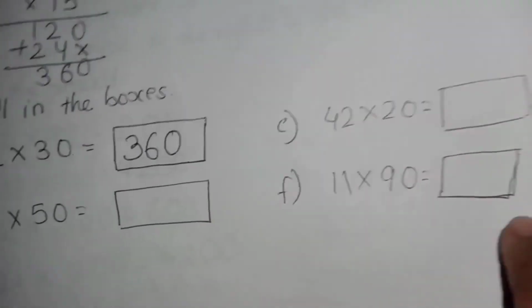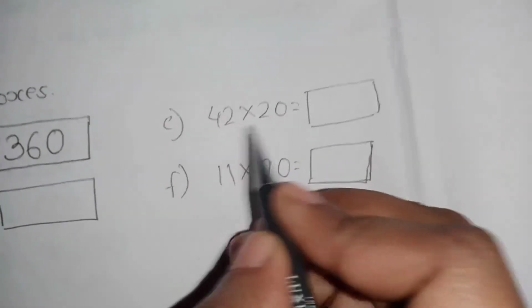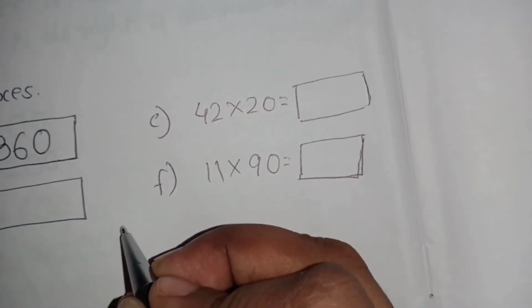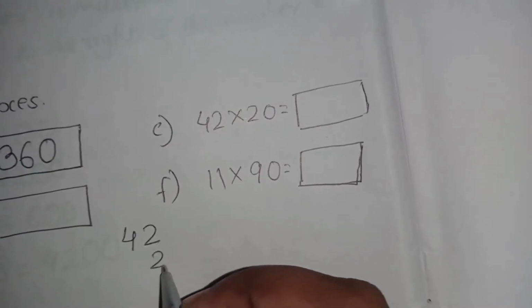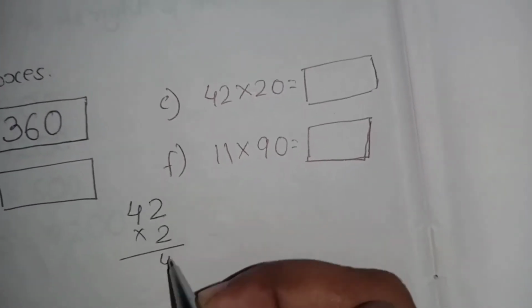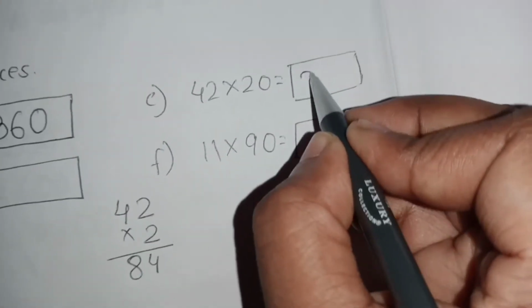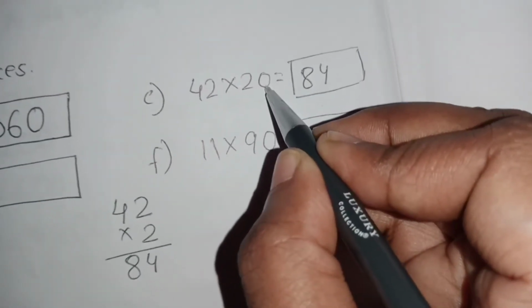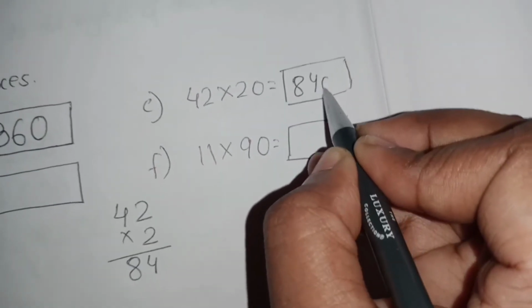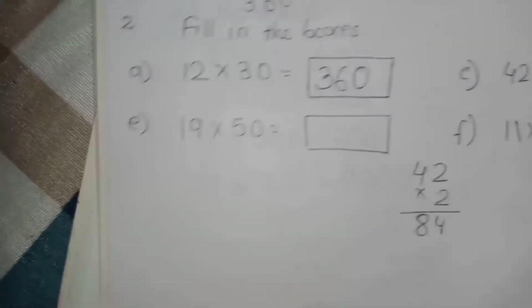If you don't know the 42 table, you can write it in this way, 42 into 2. So 2 2 ja 4, 2 4 ja 8. So 42 into 2 is how much? 84. And what we will do with this 0? We will add this 0 to the right hand side.